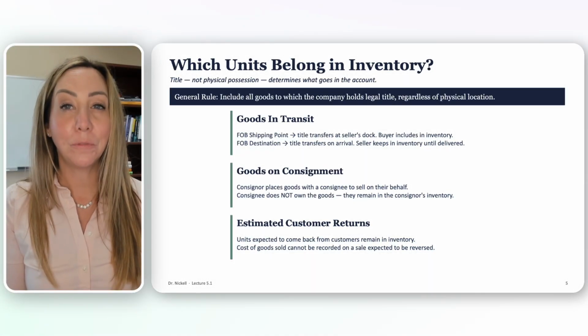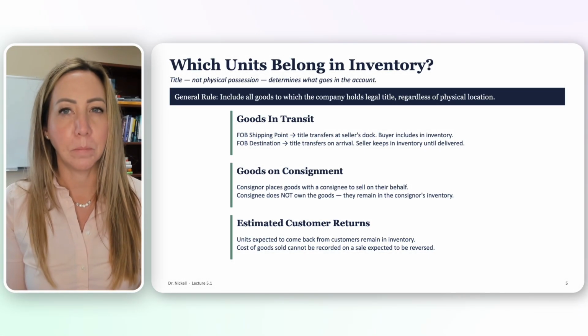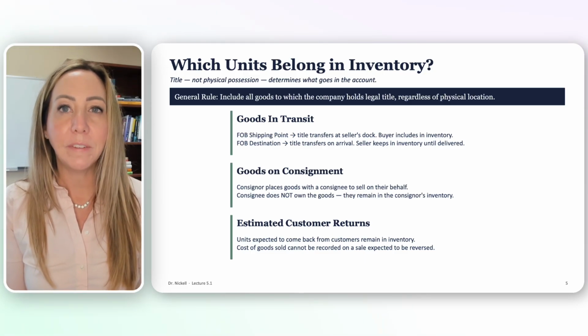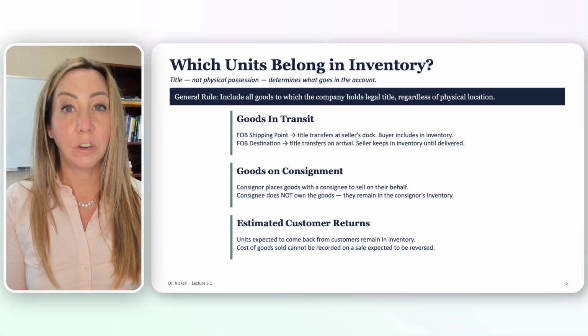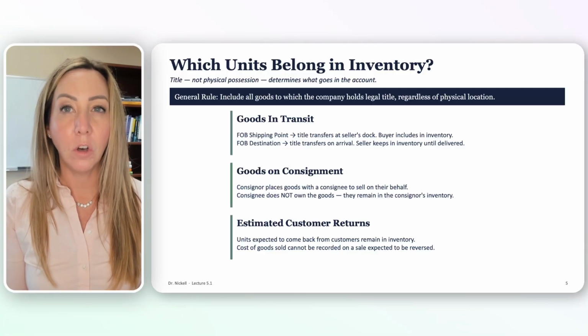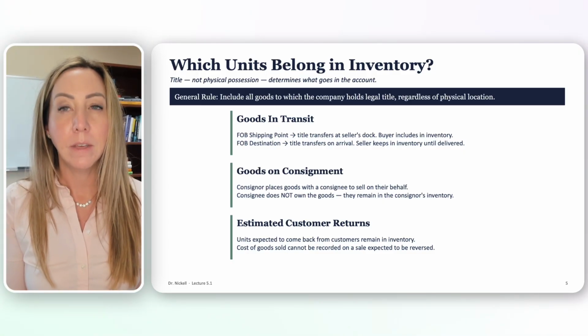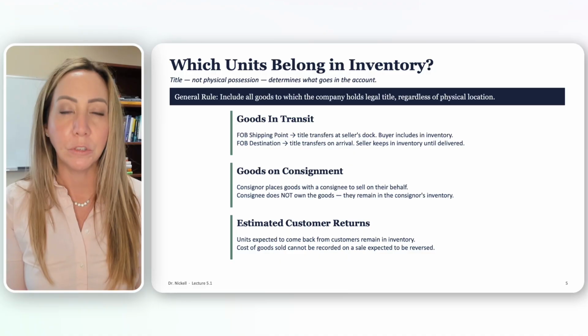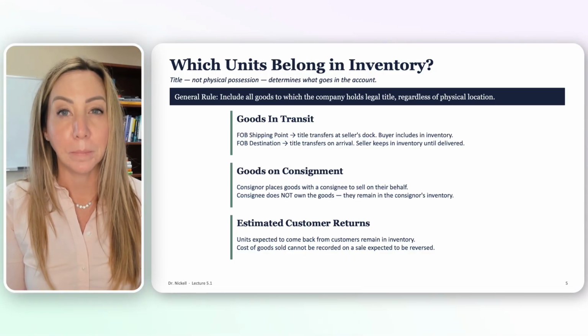Let's work through which physical units should be included in the inventory account. This is usually pretty simple. You own the inventory you purchase, but what if you decide to return it? Or what if it takes a while to be delivered? The general rule: include in inventory all goods to which the company holds legal title, regardless of physical location. The most common application involves goods in transit. When a seller ships goods to a buyer, who owns them while they're on the truck? The answer depends on shipping terms.